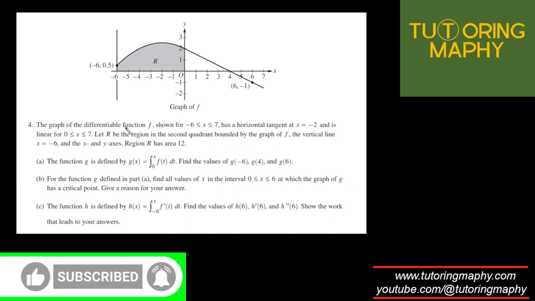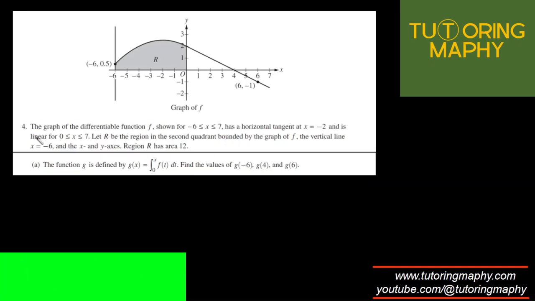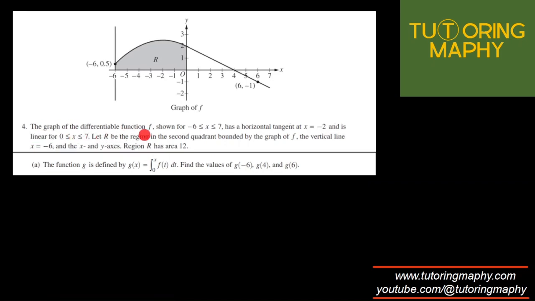Let's read this out. The first part says that the graph of the differentiable function f shown over here from -6 to 7 has a horizontal tangent at -2. So -2 is somewhere over here, so there we have a horizontal tangent. And it's linear for 0 to 7. So this is 0 and this is 7. So that's linear, or a straight line.